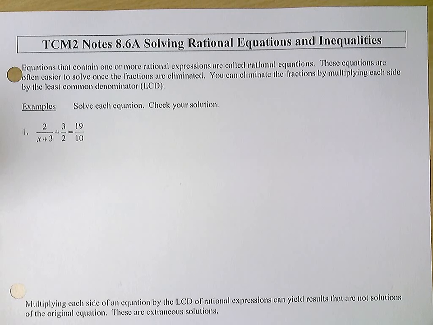Okay, so you have your fractions. Now there's an equal sign, so it is an equation. It's not just an expression. So equations that contain one or more rational expressions are called rational equations. These equations are often easier to solve once the fractions are eliminated. You can eliminate the fractions by multiplying each side by the least common denominator.